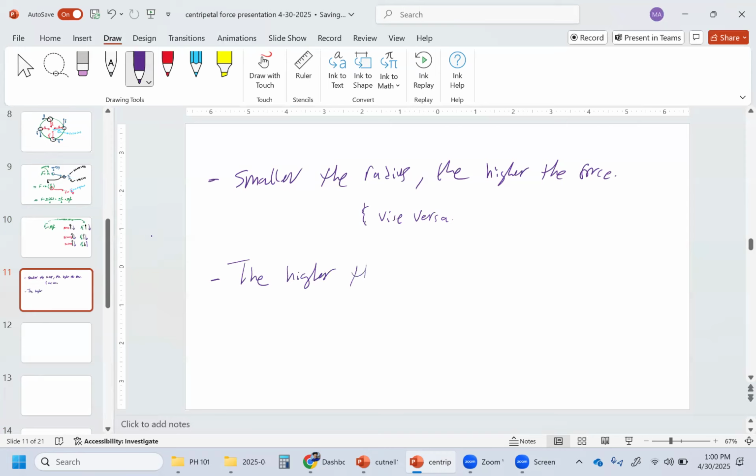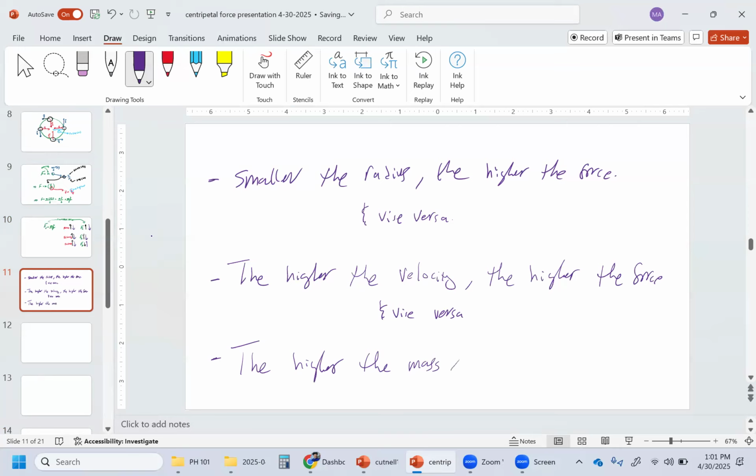The higher the velocity, the higher the force, your centripetal force, and vice versa. And the last one, the higher the mass, the higher the force, and vice versa.